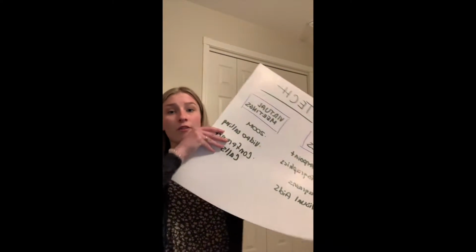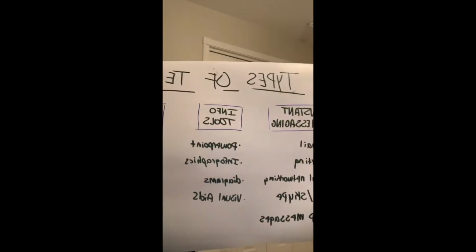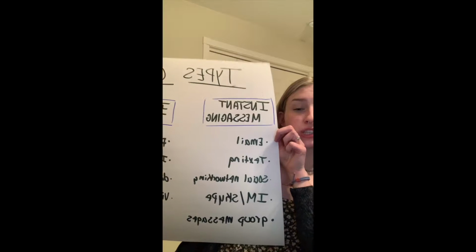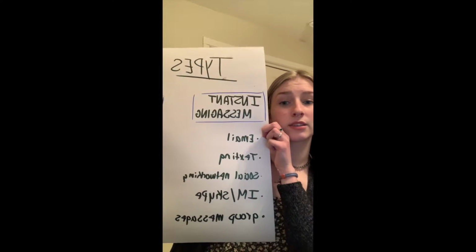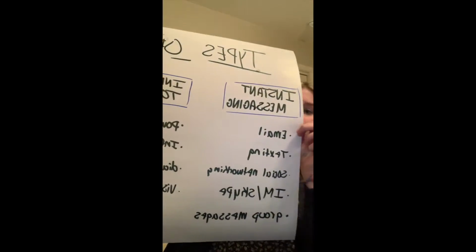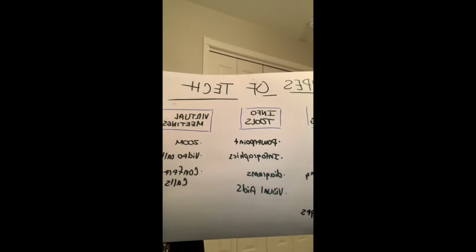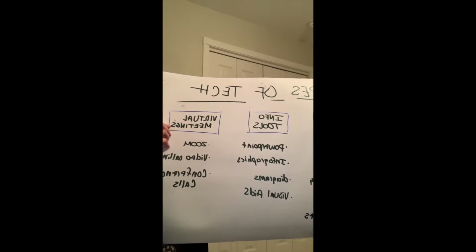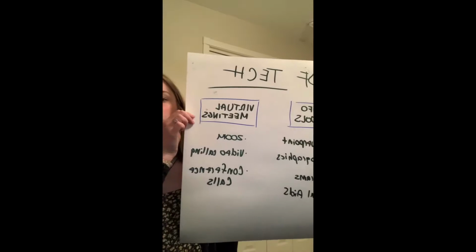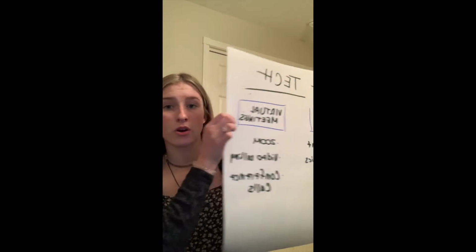First, I'm going to talk about the types of technology commonly used within small groups. Here I've broken it down into the 3 types of technology. The first is instant messaging. This includes email, texting, social networking, IM and Skype, and group messaging. The middle one is info tools. That would be PowerPoint, infographics, diagrams, and visual aids. And then also virtual meetings such as Zoom, video calling, and conference calls.